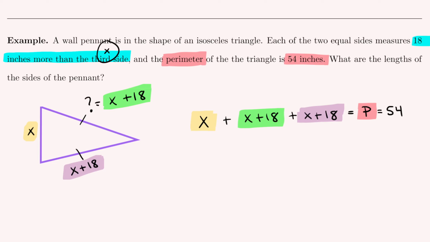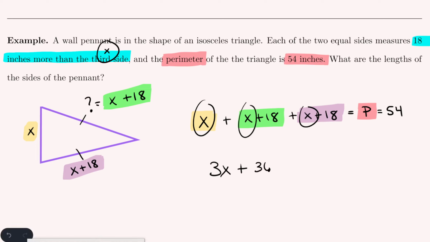If I knew what x was, do you see that I could find the other two side lengths because they would just be that value plus 18? So now I've been able to write the equation that will allow me to solve for x. I see I've got x, that's 3 x's. 18 plus 18 is 36. And they combine to be 36, and that's equal to 54.